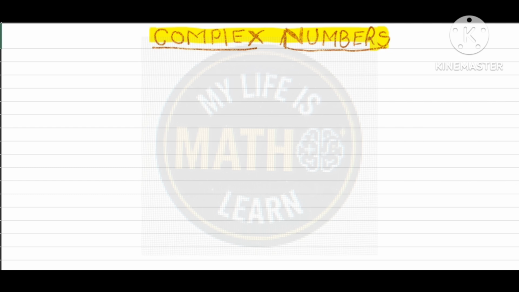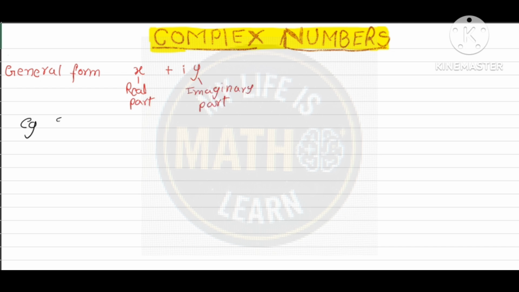Today we will discuss complex numbers. The general form of a complex number is x plus iy, where x is real and y is imaginary. Example: 2 plus 3i. 2 is real, 3 is imaginary. Here i is the imaginary unit.